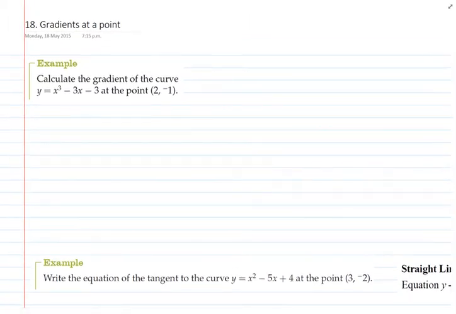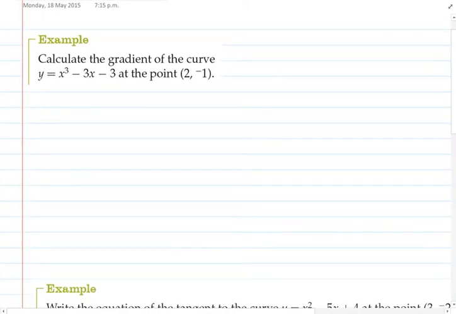But we're looking at gradients at a point, and this first example here really ought to be revision of what you've done in year 12, but I'm going to go over it anyway. So it's asking us to calculate the gradient of the curve at this point here. In order to calculate a gradient, we always have to differentiate.